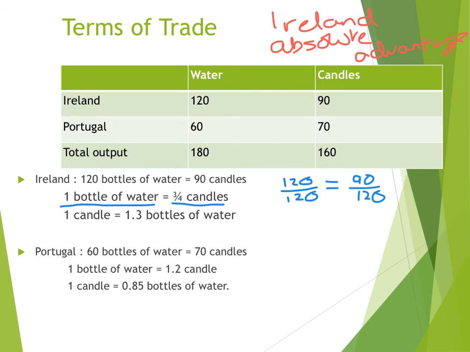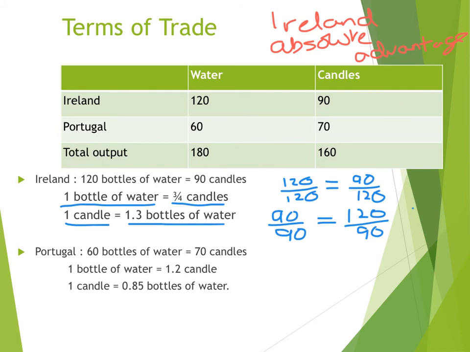Okay, let's see now how much it would cost us for a worker to produce candles. So 90 divided by 90 to give us one candle, and then we have 120 divided by 90, and that gives us 1.3 bottles of water. So what we can see now is that it costs us more if we produce one candle. So the opportunity cost is more if we produce candles than it is if we produce bottles of water.